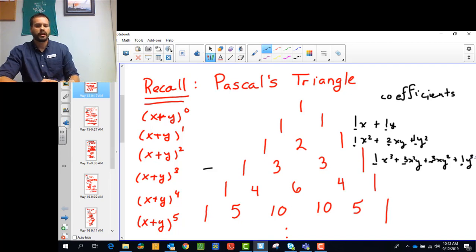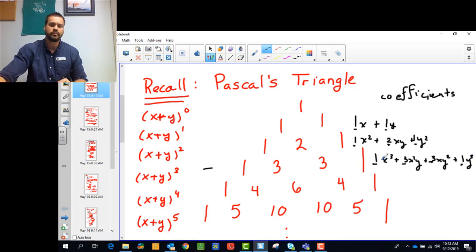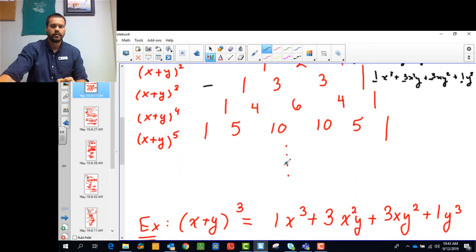So the idea behind Pascal's triangle is it tells you the number that goes in front of each of the terms in your binomial expansion, and the pattern then is that the first term starts with the biggest power and the second term starts with 0, and they each change by 1 each time. So the first term goes down by 1 and the second term goes up by 1. All right.